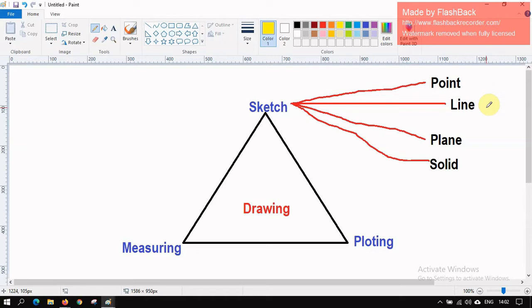Sir, a point. Yes, absolutely. This is a point. A point can be drawn. This is the smallest thing you can draw. Now let me draw a point.